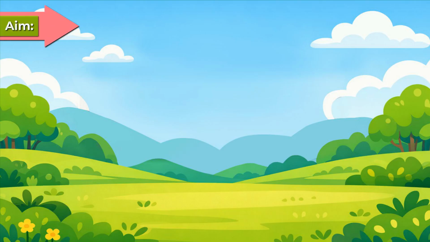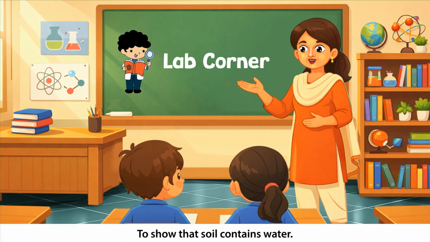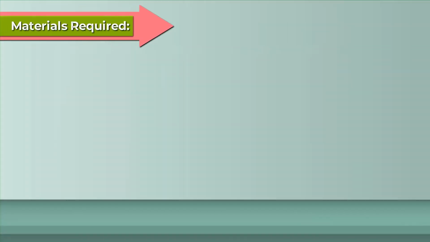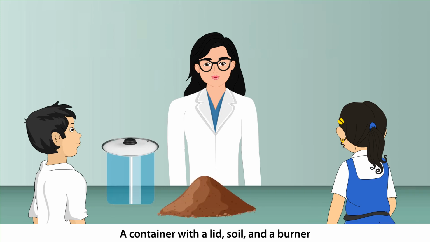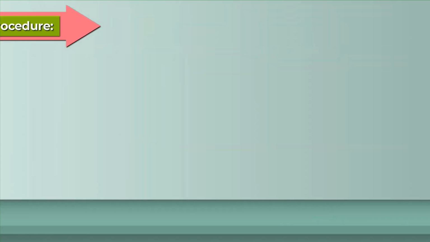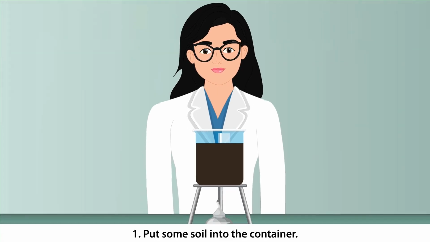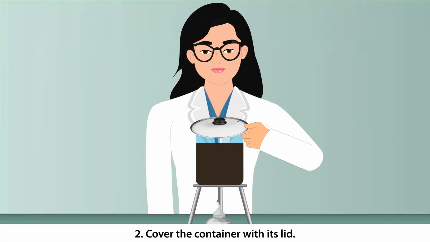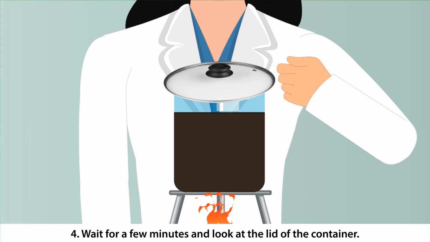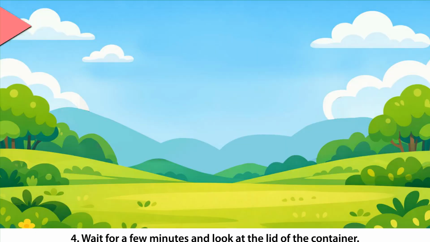Lab corner. Aim: to show that soil contains water. Materials required: a container with a lid, soil, and a burner. Procedure: put some soil into the container. Cover the container with its lid. Heat the container gently on the burner. Wait for a few minutes and look at the lid of the container.